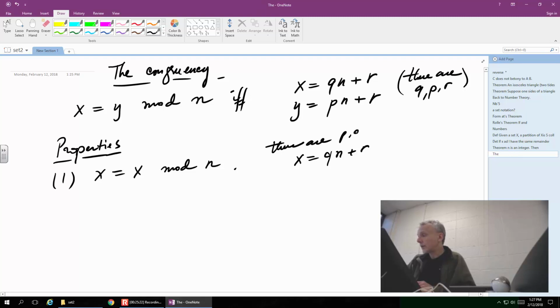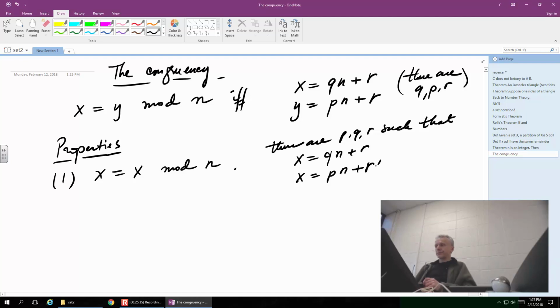So there are p and q and r such that, that's the phrase that I omitted, unfortunately. And here I have x is equal to pn plus r prime. So the question is there, rather than saying that there are. If we want to demonstrate that x is congruent to itself, all we have to show is that in that representation that I have here, what are we supposed to demonstrate? r is equal to r prime, and how do you do it?